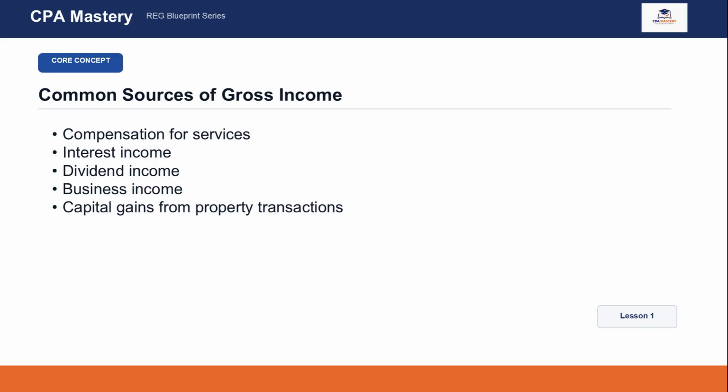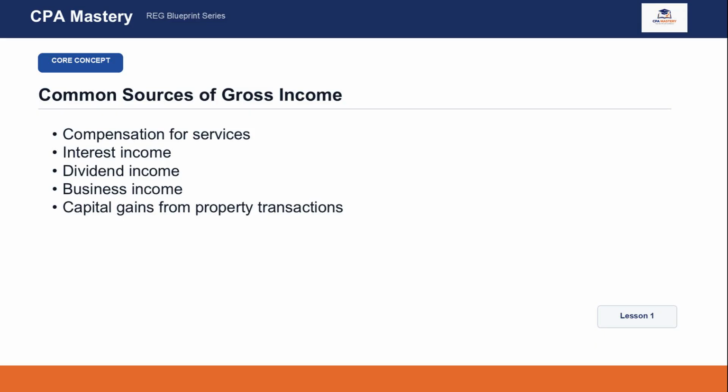These are some of the most common categories the CPA exam will test. Compensation income includes wages, salaries, bonuses, commissions, and tips. Interest income comes from savings accounts, bonds, and other lending arrangements. Dividends come from corporations. Business income comes from operating a business, often reported on Schedule C for individuals. Capital gains come from selling property for more than basis.